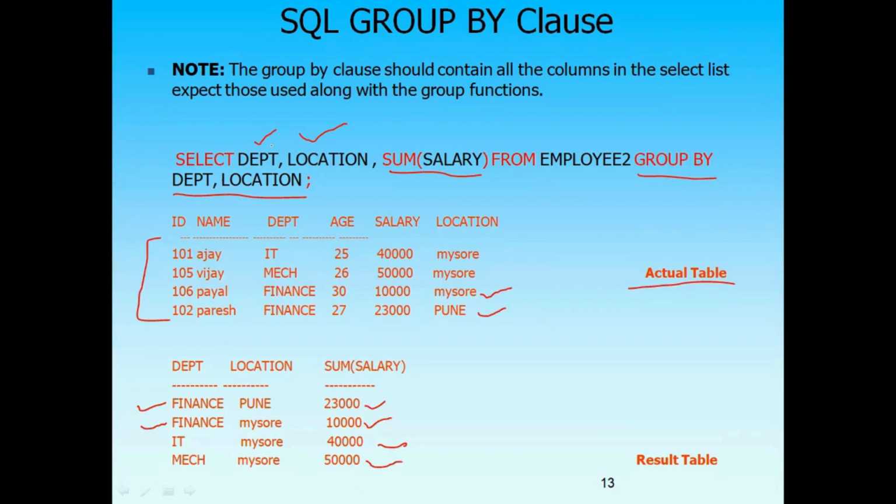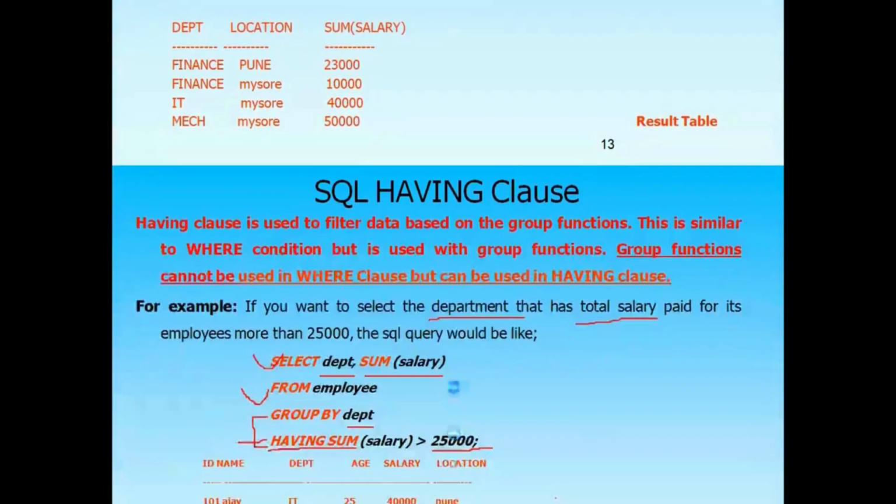In the result, if you observe, my first column is the department, then the location. Whatever columns you mention in the select clause appear in the result. That's why my first column is department, then location, and then sum of salary. I hope students you are clear here. This is the example of nested grouping with multiple columns.